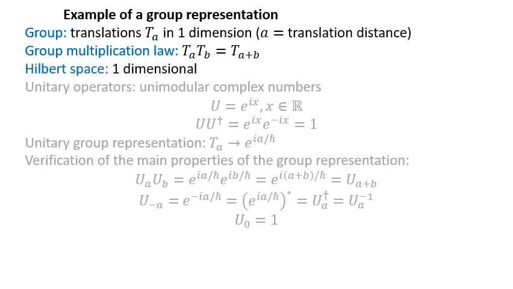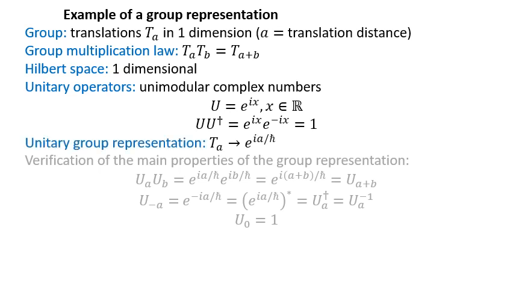We're going to build a unitary representation of this group in a one-dimensional complex Hilbert space. Operators in this Hilbert space are one-by-one matrices, so they are just complex numbers. Unitary operators are unimodular numbers. They can be conveniently represented by exponents of imaginary arguments.